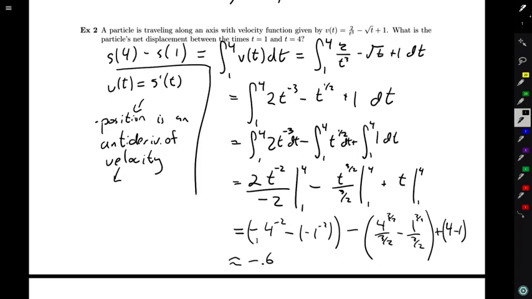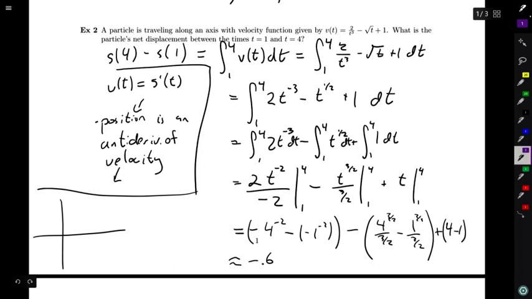So what exactly does this tell us? Well, it tells me that my particle has traveled to the left about 0.6 units. So geometrically, what kind of picture do we have? If I want to draw the graph of v of t, maybe I'm looking at it between times t equals 1 and 4. At the very beginning, v of t is positive. If we plug in something like t equals 1, we find that v of t is around 1. And at the end, around t equals 4, we get something negative, around minus 1.